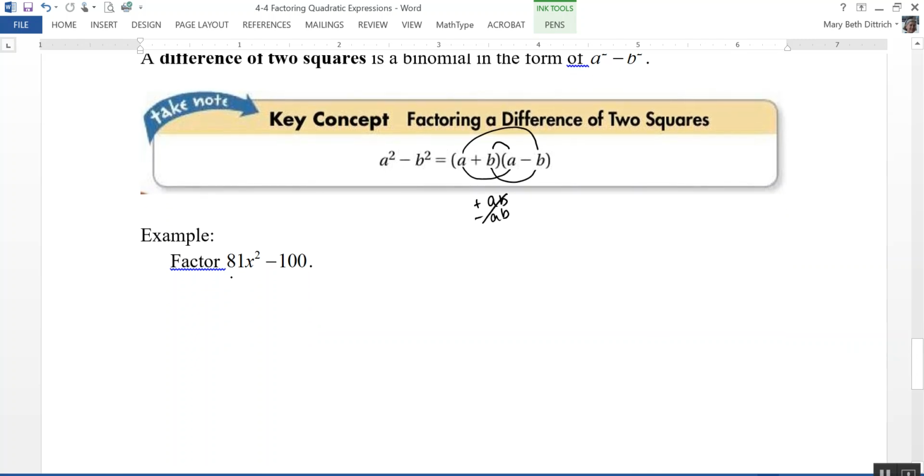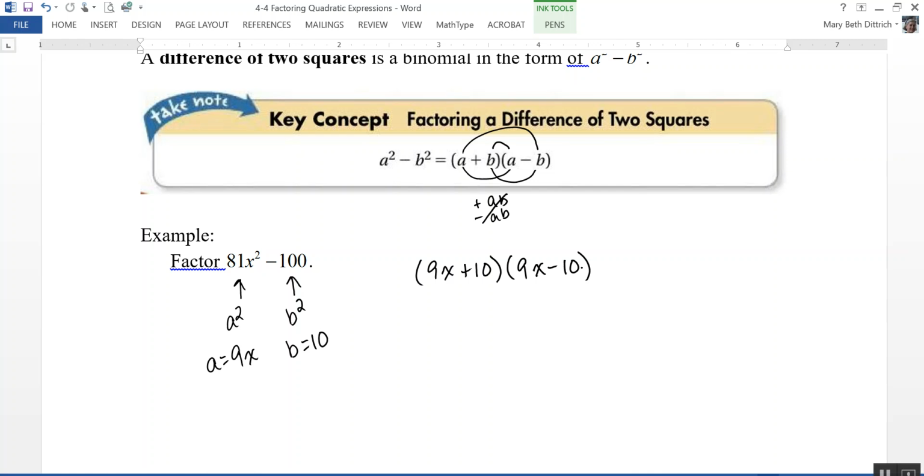So here's an example. We need to factor 81x squared minus 100. So if this is like a squared, then a is equal to 9x, because 9x times 9x gives me 81x squared. 100, if that's my b squared, then b is equal to 10. And using the formula, I put those numbers into parentheses, one with a plus and one with a minus. So 81x squared minus 100 is equal to 9x plus 10 times 9x minus 10.